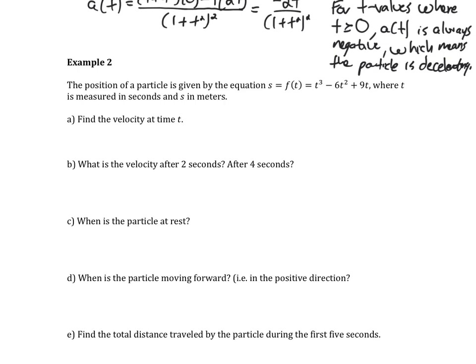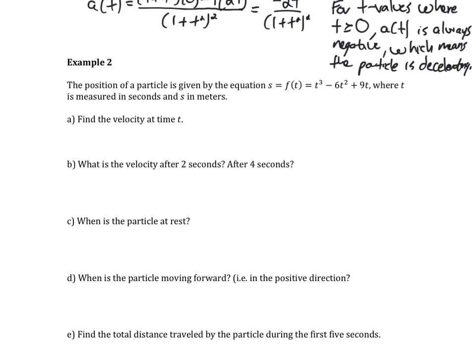If we look at the next example, it talks about another position of a particle. It gives us the function. This time it's saying where t is in seconds, s is in meters. Find the velocity. What is the velocity? I'm reading through A through E here. When is the particle at rest? When is the particle moving forward? And all that stuff. I want you to kind of work your way through those, okay?